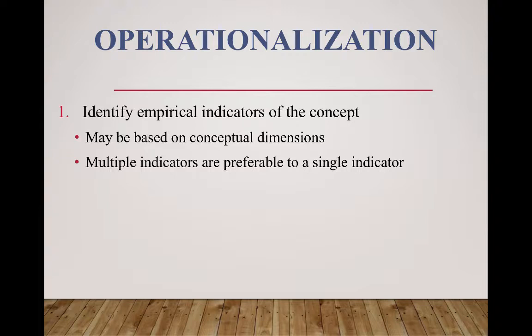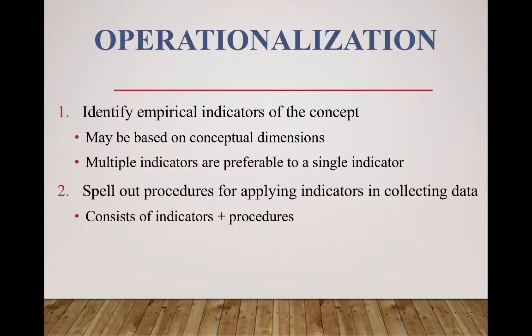So this may be based on conceptual dimensions, but also multiple indicators are preferable to a single indicator. There might be other birds that make similar noises, right, or walk in similar ways, or have similar migratory patterns. So if you're relying on a sole indicator, it might not be effective enough at differentiating the variable being examined from other similar concepts or variables, in this case, ducks, right?